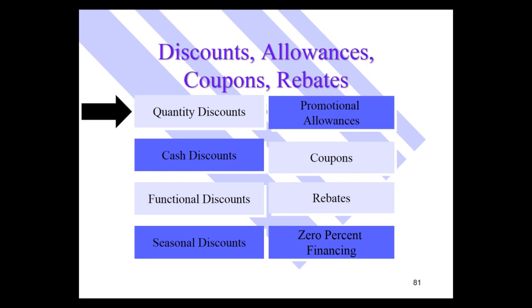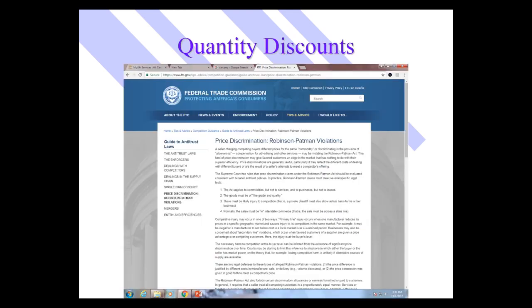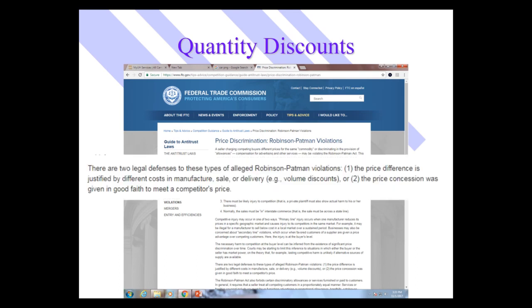I told you that the Federal Trade Commission, the FTC, has a lot of control over marketers. Let's go to the FTC website and look at price discrimination, Robinson-Patman violations. Let me go down to the detail here. There are two legal defenses to these types of alleged Robinson-Patman violations. One, the price difference is justified by different costs in manufacture, sale, or delivery, for example, volume discounts. Or two, the price concession was given in good faith to meet a competitor's price.